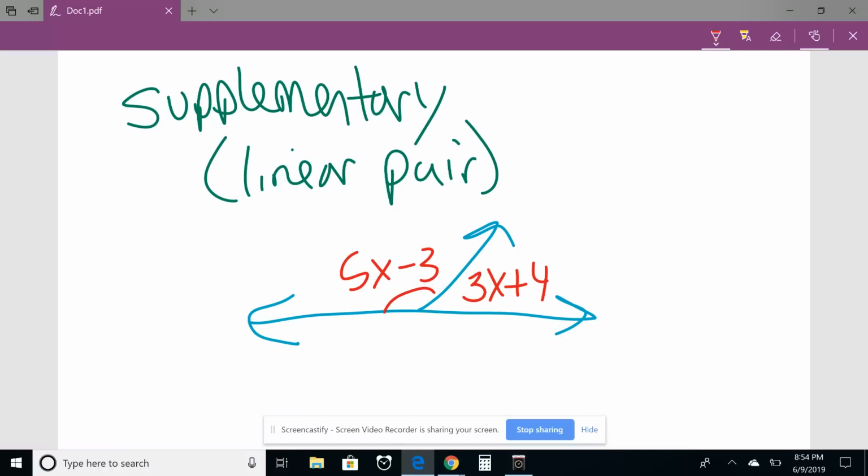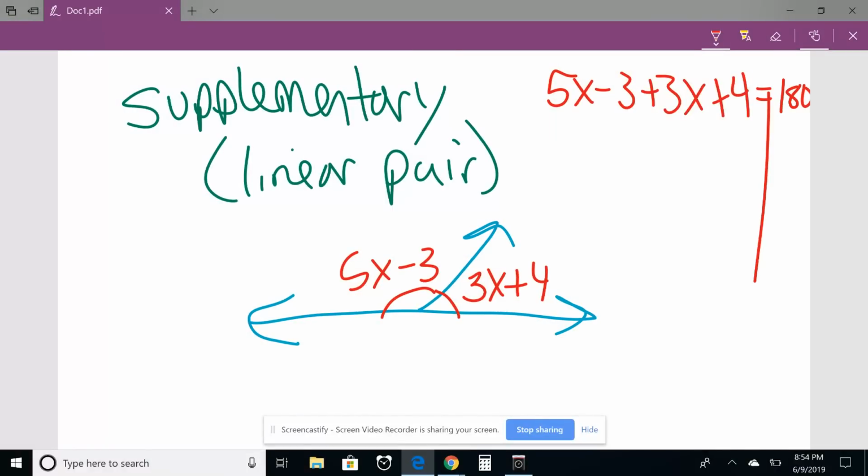All right, so these are two angles. Now, in a supplementary relationship, you add the angles together to equal 180. So we have 5x minus 3 plus 3x plus 4 equals 180. And then you would solve from there.